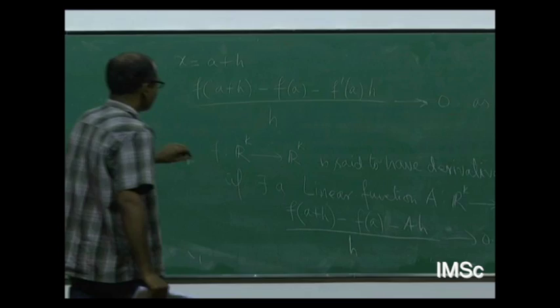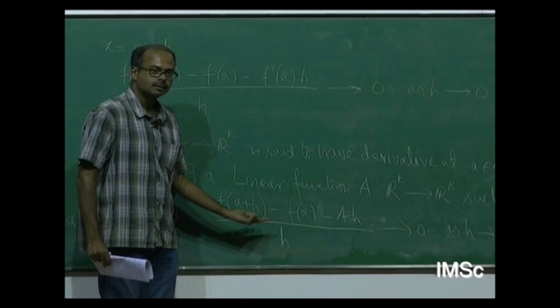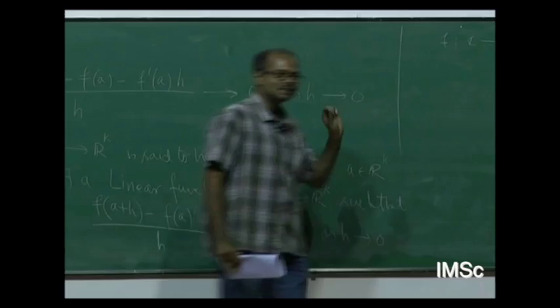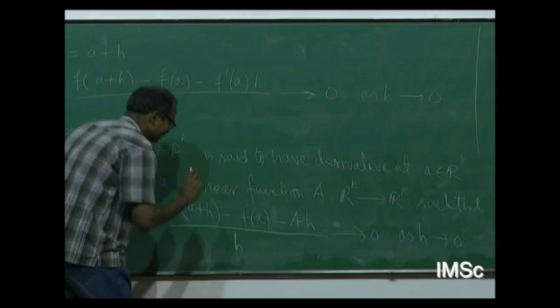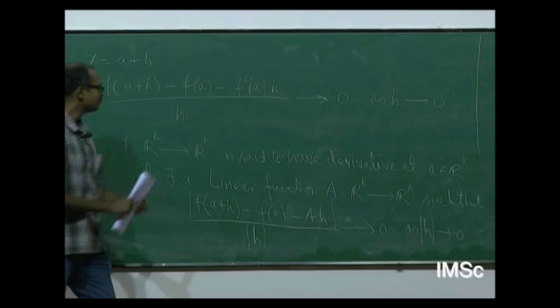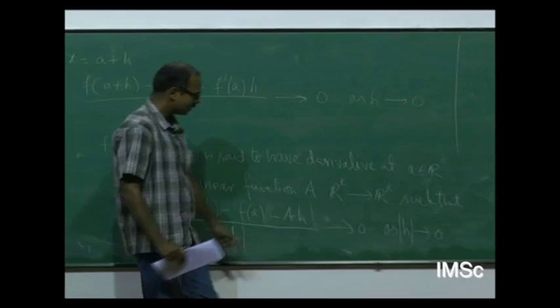So h is not a real number, h is in Rk. I have to make a bit of change, so it's the norm. It's also the norm here which goes to 0. Because everything is Rk valued, everything is happening in norm, and the norm goes to 0. So that is essentially the difference.